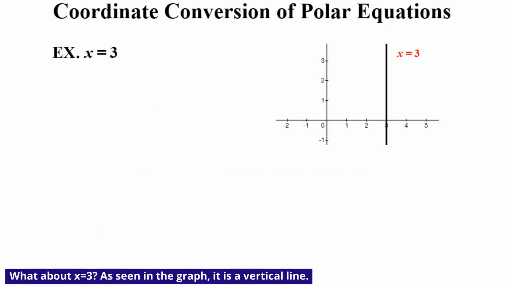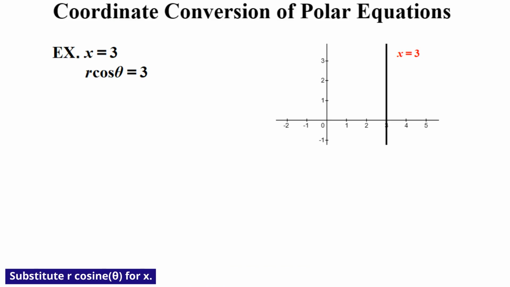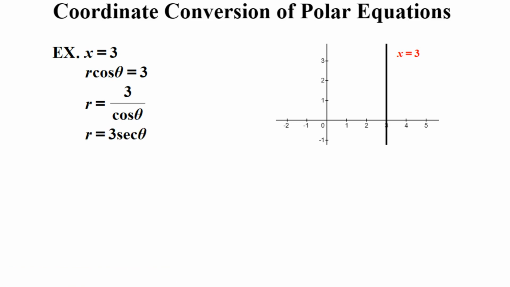What about x equals 3? As seen in the graph, it is a vertical line. Substitute r cosine theta for x. Divide both sides by cosine theta. This yields r equals 3 secant theta.